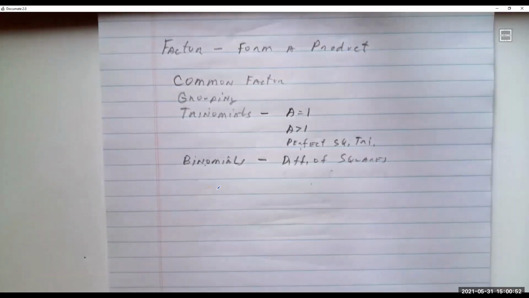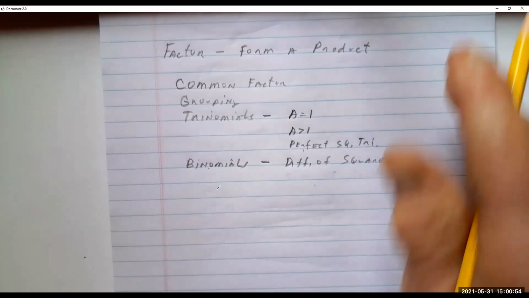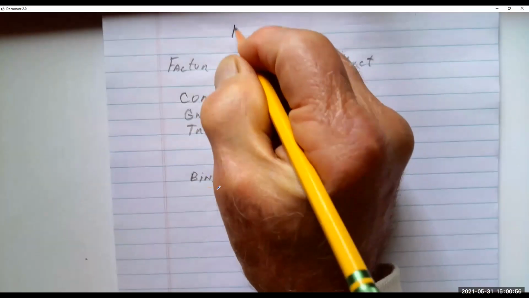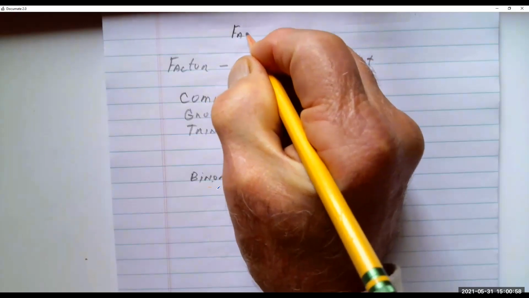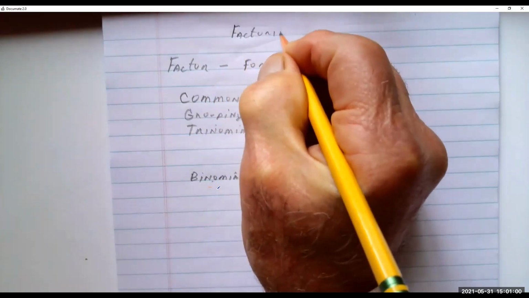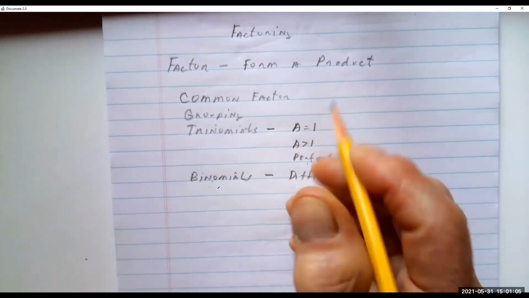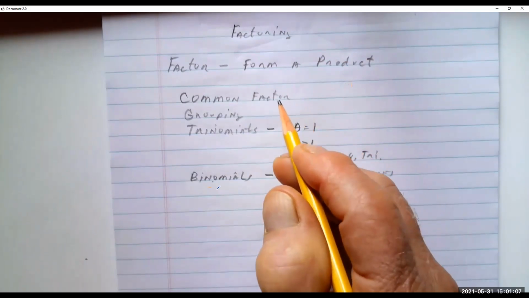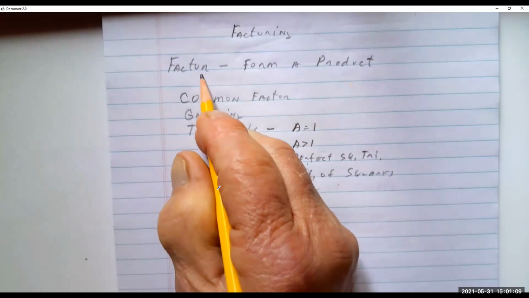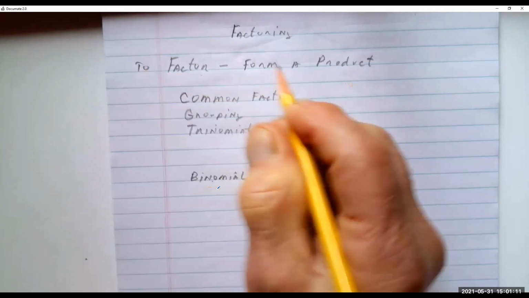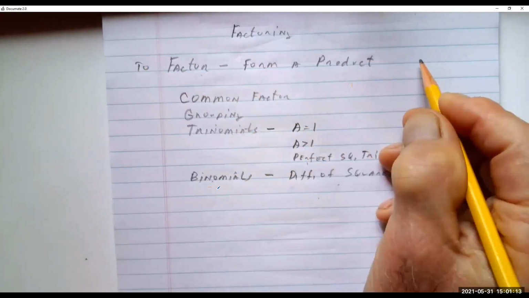In this chapter, we're going to learn how to factor. So this chapter is on factoring. We're going to be taking algebraic expressions, which are sums of quantities, and we're going to change them into a product of quantities. So to factor means to form a product of quantities.